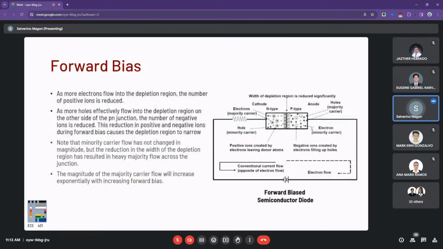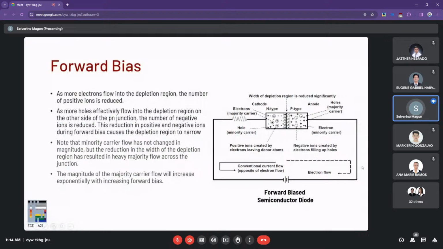Now, if we are to apply the positive EMF through the P-type material, or through the anode, relative to the cathode or the N-type material, it will result in the reduction of the depletion region.